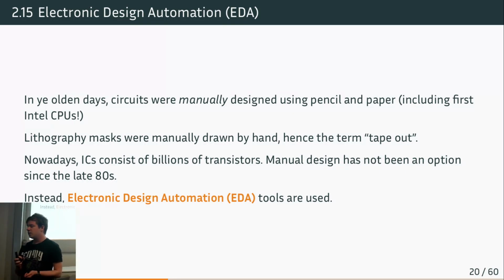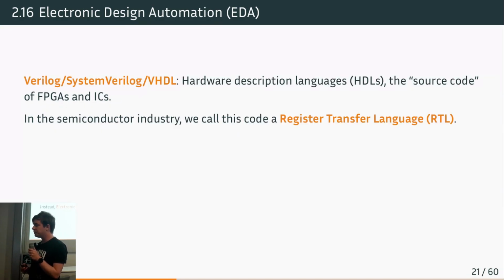But nowadays, ICs consist of billions of transistors, and hence, doing it manually hasn't really been an option since like the late 80s. Instead, we use electronic design automation, or CAD tools. The way these tools generally work is that they take an input language, such as Verilog, SystemVerilog, or VHDL, and these are known as hardware description languages, sort of the source code, if you will, of FPGAs and ICs. And in the semiconductor industry, we call these types of languages RTLs, or register transfer languages, because they model the transfer of data between sequential registers.